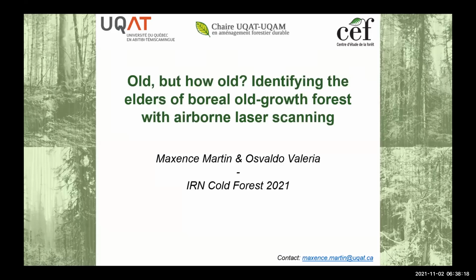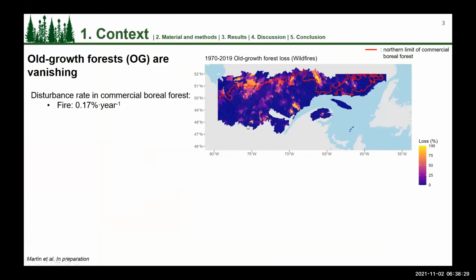Okay, so welcome to this presentation where we'll speak about old-growth forests and how to identify them with airborne laser scanning. So for a bit of context, old-growth forests are vanishing everywhere in the world. And if we take the example of the boreal forests of Quebec, we see that old-growth forests are naturally abundant because the fire rate is not that high, especially in the commercial forest, because most fires are above the northern limit of commercial forest.